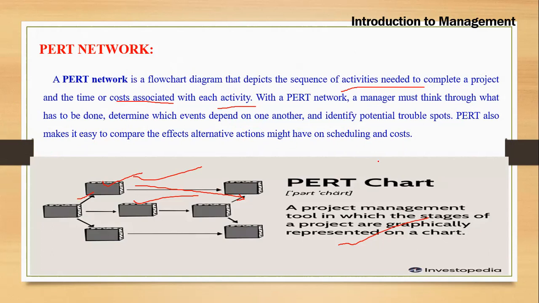That means your PERT makes it very easy to compare the effects alternative actions might have on scheduling and cost. Overall, you can compare different alternatives, whatever actions you are going to take, and how you have to schedule all these actions. For example, this action is being performed in 4 days and this one in 3 days, so whether we have to go for this one, or this one is in 2 days and this one in 1 day, so the total is 3 days or 4 days, so we will select this one, or this one.